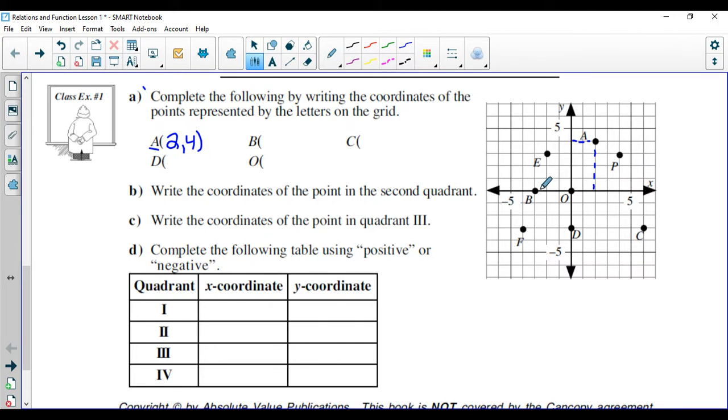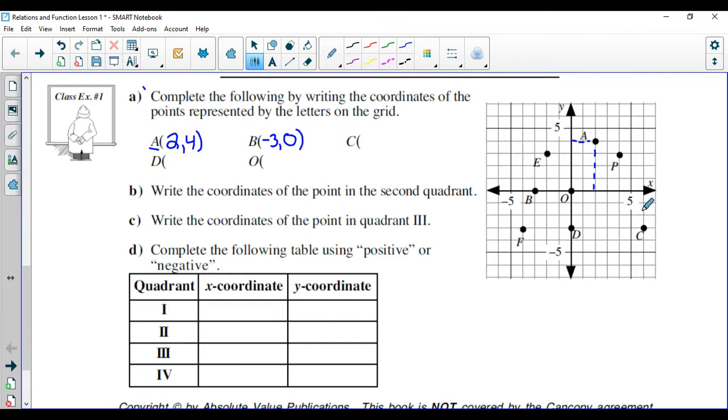And then point B, well, point B lies directly on the x-axis, at a value of negative 3. And in terms of where it would hit the y-axis, it would hit it at 0. So you'd have negative 3, 0.